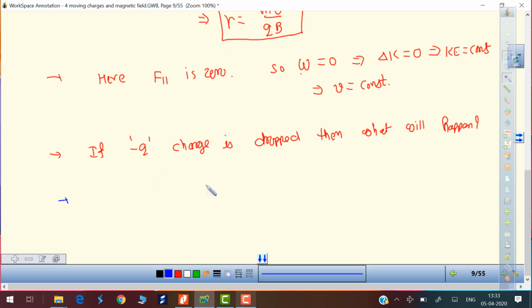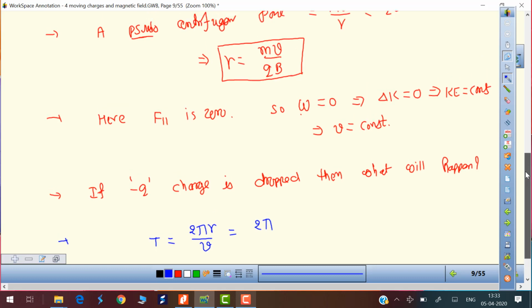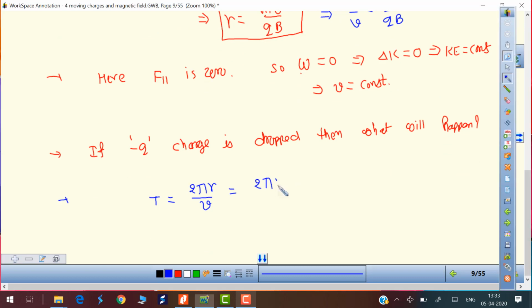Now, how much time does it take to complete one rotation? So we know that T is equal to circumference upon velocity. So 2 pi r upon v. I write here r upon v is equal to what? m upon qB. So we put it here: T is 2 pi m upon qB. And you can also write the frequency of the rotation. Frequency nu is equal to qB upon 2 pi m.